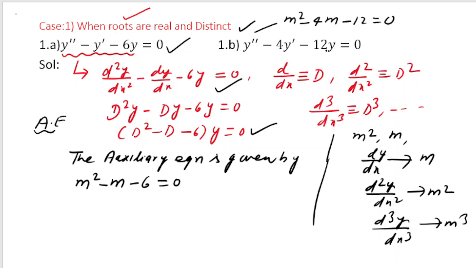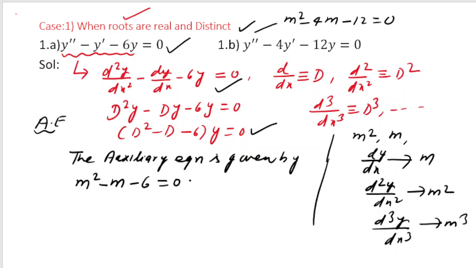So basically what we are doing, since I am not differentiating y, we are writing m to the power no derivative of y, meaning m to the power 0. If I am writing first order derivative of y, m to the power 1. If I am writing second order derivative of y, m square, right? So this is how it should be understood.